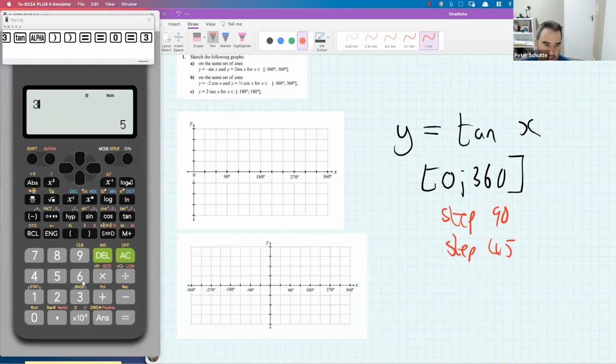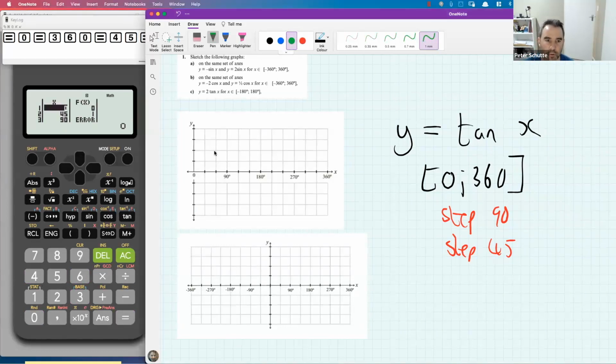0, then 360. And if I say step size of 45, it's going to give me coordinates every 45 degrees. So, for example, I get 0, 0. Now, what's this error thing? What's going on with this error thing? Yeah, it's the asymptote. Well done, everyone. So when we're drawing this graph, we know there's going to be asymptotes here.